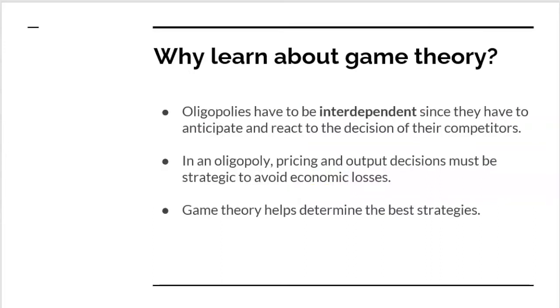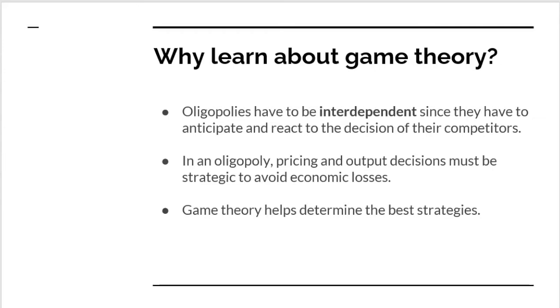So why learn about it? Well, in our next video we're going to learn more about the characteristics of oligopolies. But for right now, all you have to know is that oligopolies are just a few large firms that control a vast amount of the industry. In a sense, it's like a monopoly, but instead of a single firm, you have about 4 to 5 to 6 firms.